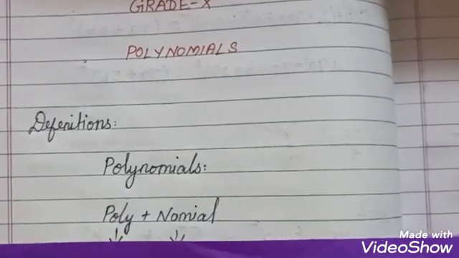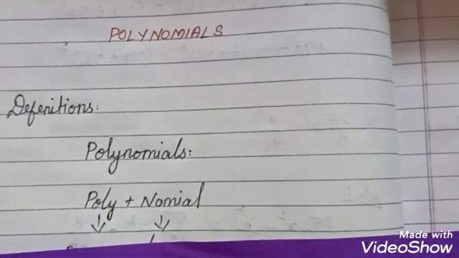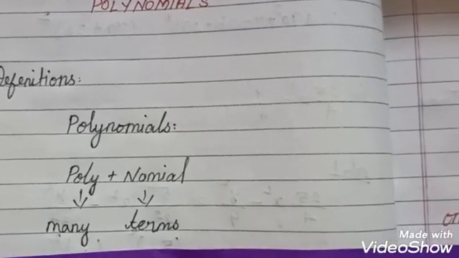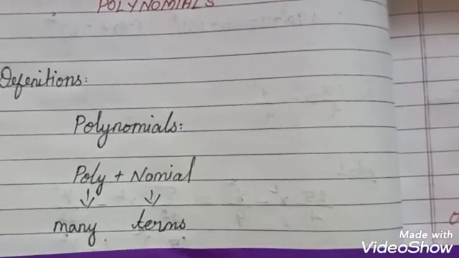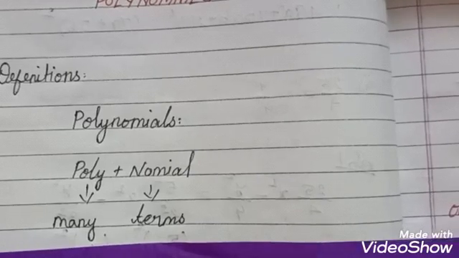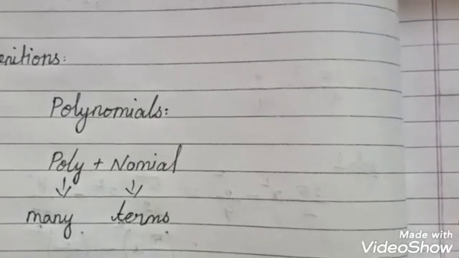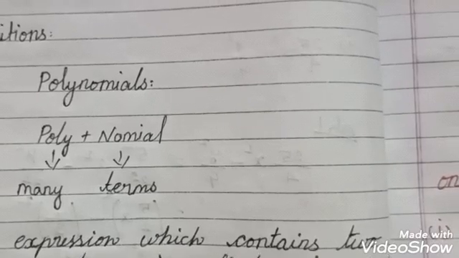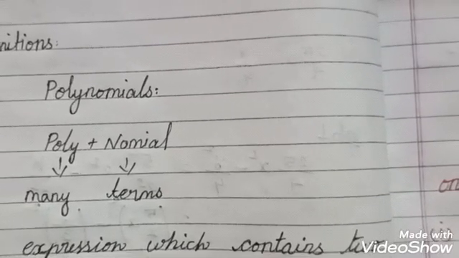Polynomial can be split as poly plus nomial. Poly means many, nomial means terms. So the definition is: an expression which contains two or more terms is called a polynomial.